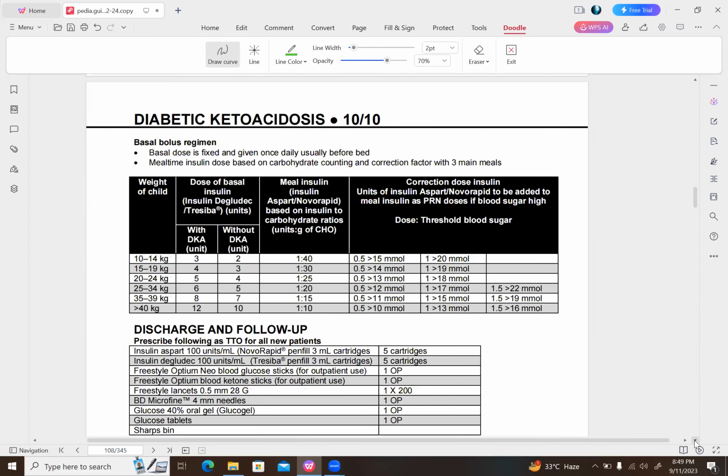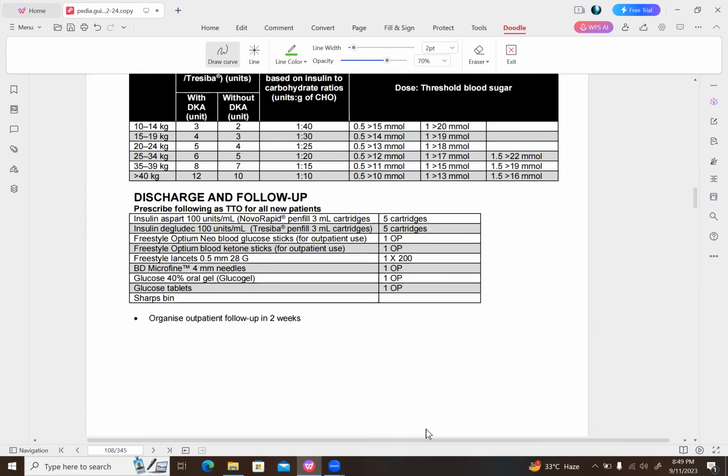This is enough for this FOP exam. For discharge and follow-up, just remember these names: Aspart and Diabetic. Aspart is Novorapid, and Diabetic is the long-acting insulin. This is what you write on the discharge.